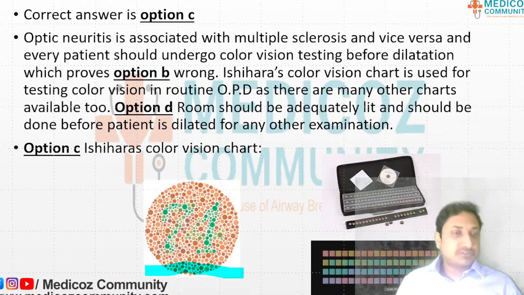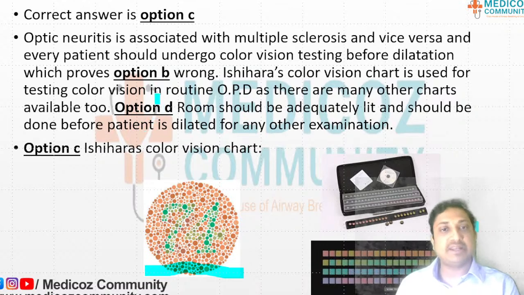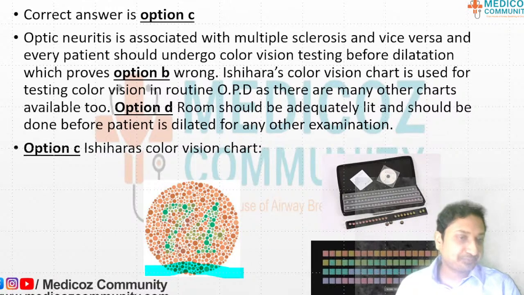Okay, so a few concepts about color vision. You should know that when you are checking color vision, the room should be adequately lit. The patient should not be dilated. You should check color vision undilated, and it can be checked with the Ishihara color vision chart. Do tell me in the comment box the name of this test.